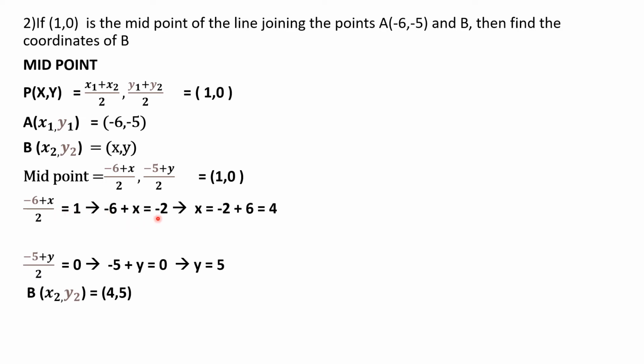So -6 + x is 2, x equal to 2 + 6, if this minus 6 goes to this side it becomes plus 6, that is equal to 8. In the same way, if you solve (-5 + y)/2 equal to 0, you will get y equal to 5. So B's coordinate is (8, 5).